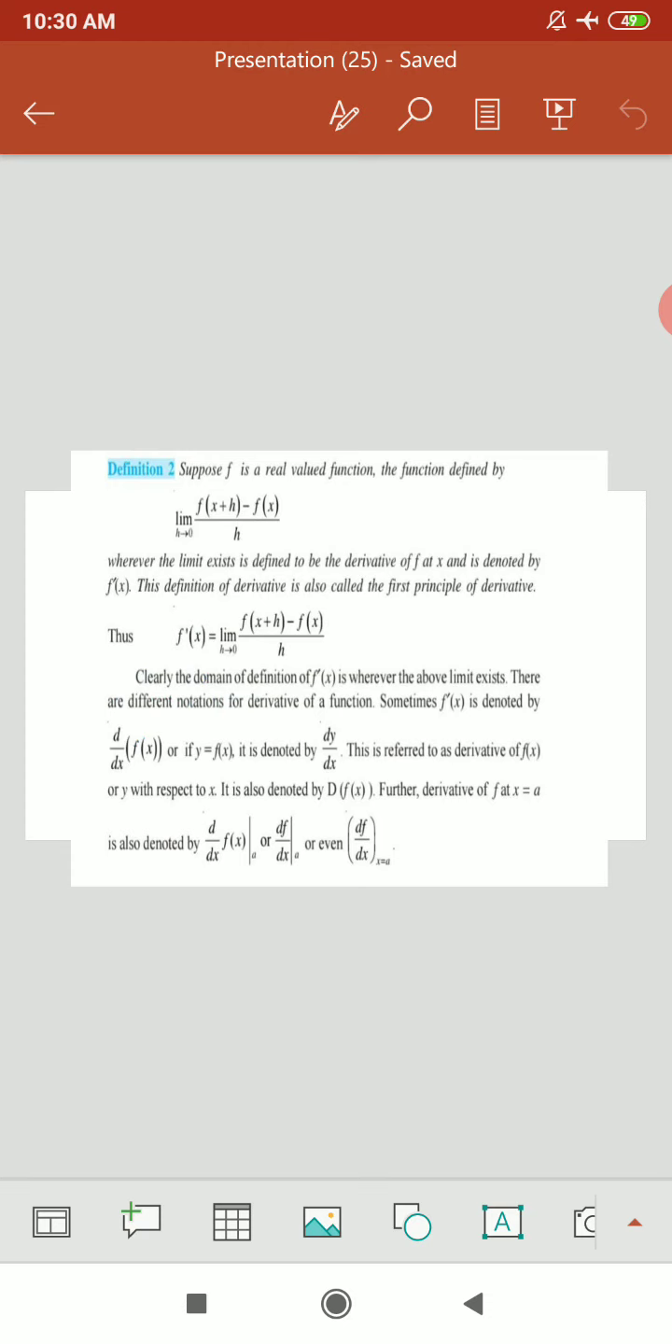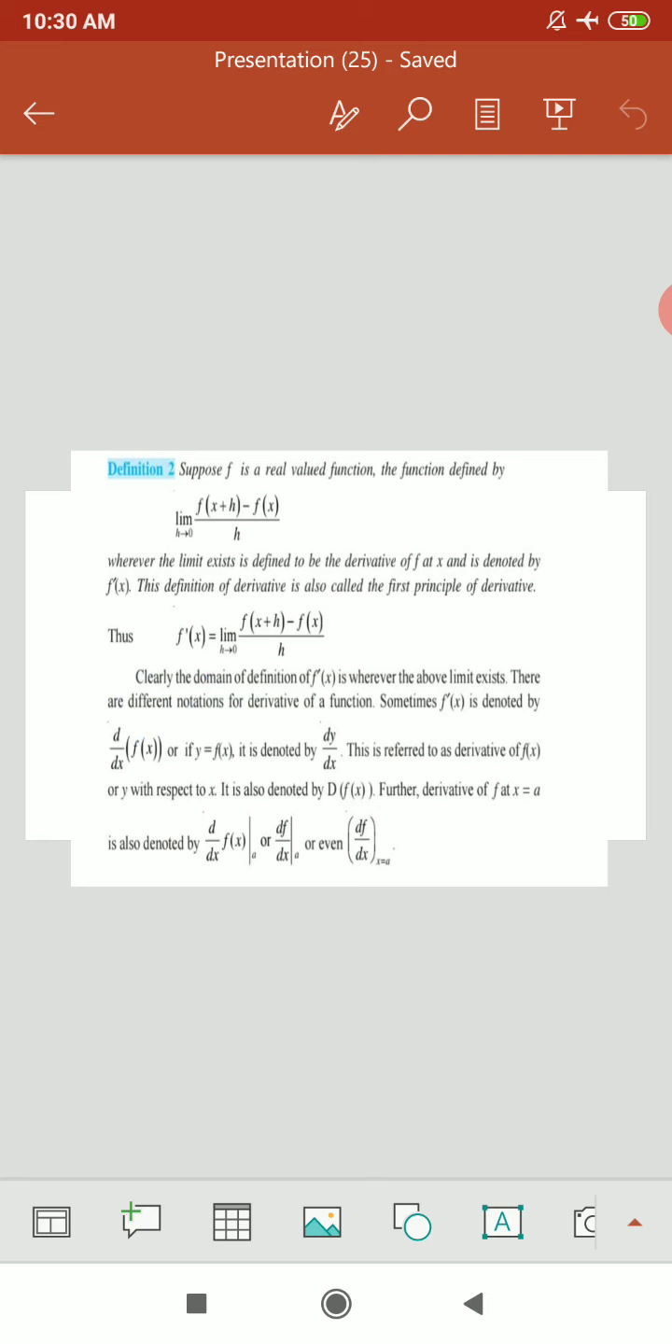Okay, where the limit exists is defined to be the derivative of f at x and is denoted by f dash of x. That means जो first definition थी, that was about the derivative of a function at some particular point. Now this second definition is the derivative of a function in general. Suppose if we have a function f of x, then its derivative f dash of x is equal to limit h tends to 0 f of x plus h minus f of x divided by h. If this limit exists, then we call this limit as the derivative of the function.